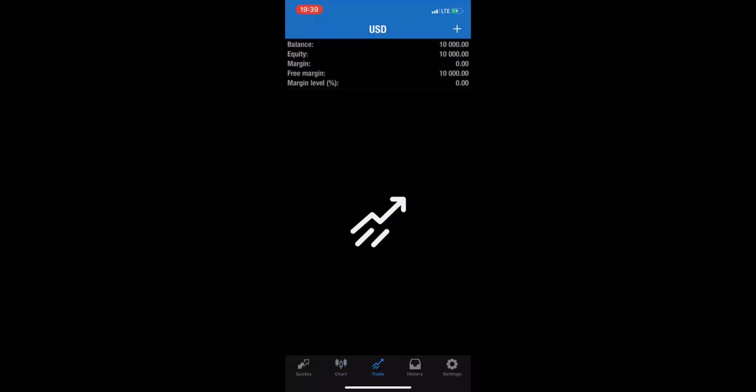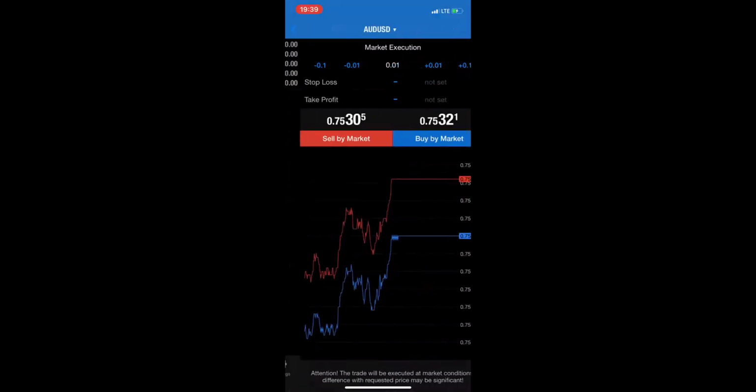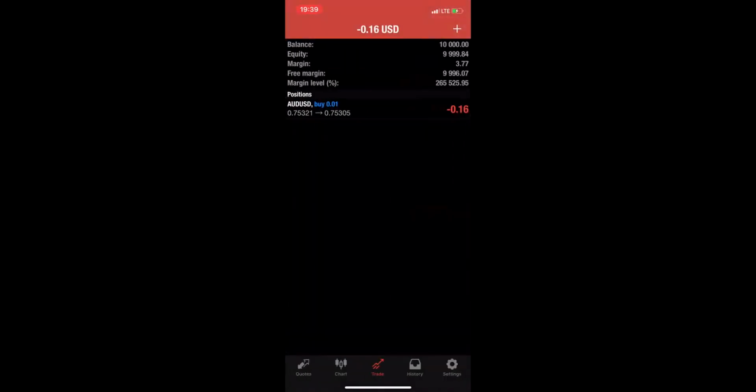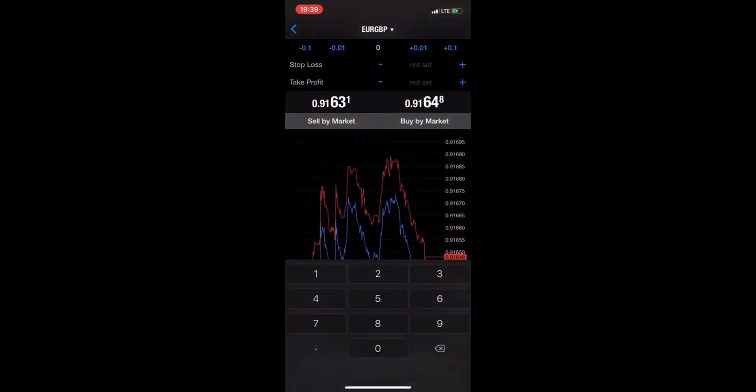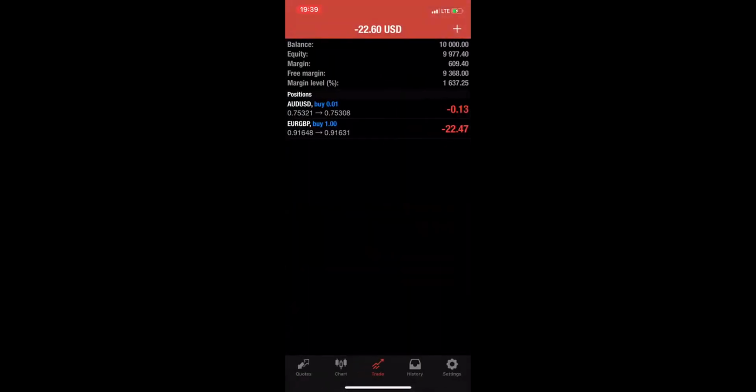The next one is where we have our trade, where we have our balance, our equity, our margin, our free margin, and margin level. Our balance is the total money that you have in the market. I'm coming into the market with a total balance of $10,000.